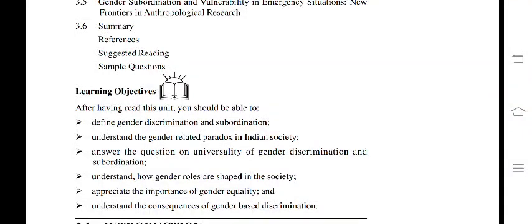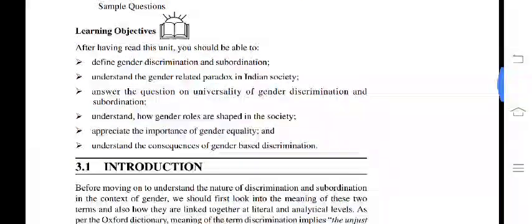Learning objectives are: after having read this unit, you should be able to define gender discrimination and subordination, understand the gender-related paradox in Indian society, answer the question on universality of gender discrimination and subordination, understand how gender roles are shaped in the society, appreciate the importance of gender equality and understand the consequences of gender-based discrimination.